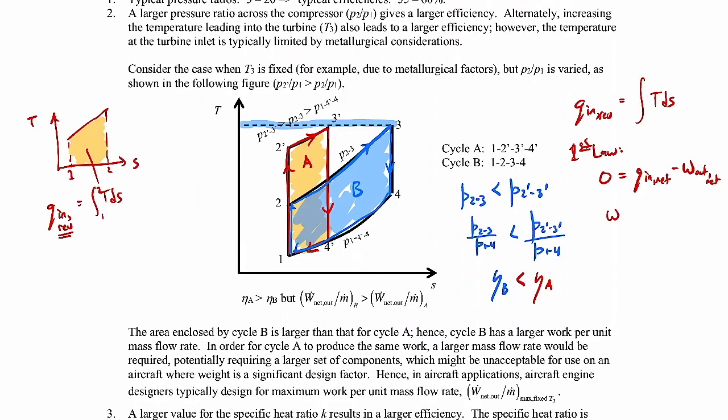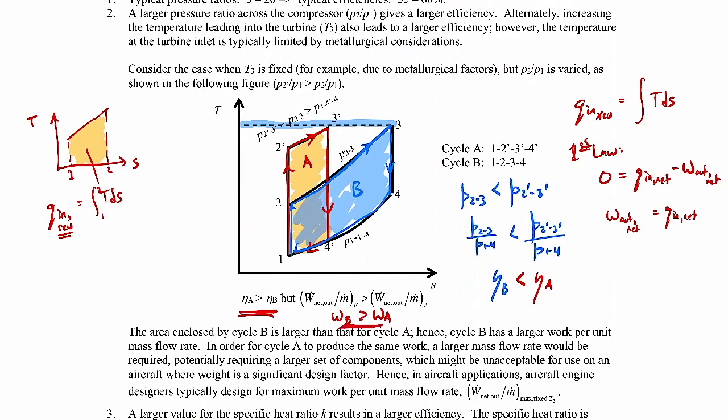So the net specific work out will be just related to the net heat that we put in here. So the orange highlighted region and the blue highlighted region will be related to the net specific work coming out of the cycle. So you can see then in this picture, the area for B is bigger than the area for A, and so the specific work for B is going to be bigger than the specific work for A. So the thermal efficiency for cycle A is higher, but the specific work for cycle B is larger.